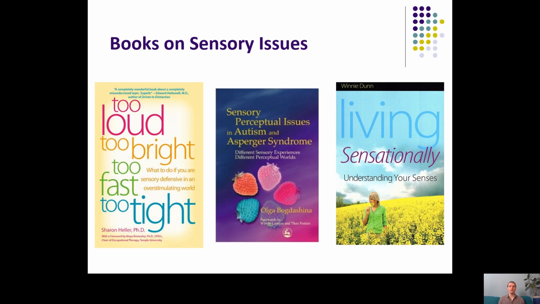And today was an introduction to sensory issues. But if you have a big interest or want to find out more about this, there'll be quite a lot of information out there on the internet. There's also a few books that have been written specifically for autistic people. So these include a book called Too Loud, Too Bright, Too Fast and Too Tight by Sharon Heller. Sensory Perceptual Issues in Autism and Asperger's Syndrome. And Living Sensationally, so understanding your senses. So you can get these wherever you buy books.